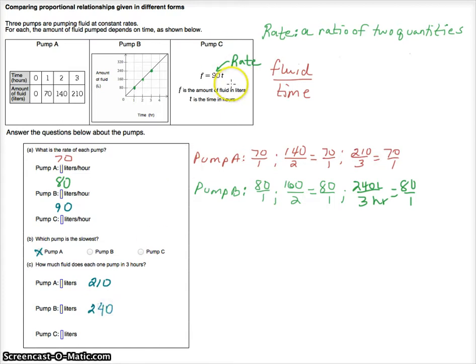But pump C is a little bit different because it only gives us an equation. It says that it's 90 liters per hour, so we'll have to do 90 liters per hour for 3 hours. We'll do 90 times 3, which should give us 270 liters total. So remember, a rate is a ratio of two quantities. When you want to find the rate in liters per hour, you just set that ratio up and reduce it.